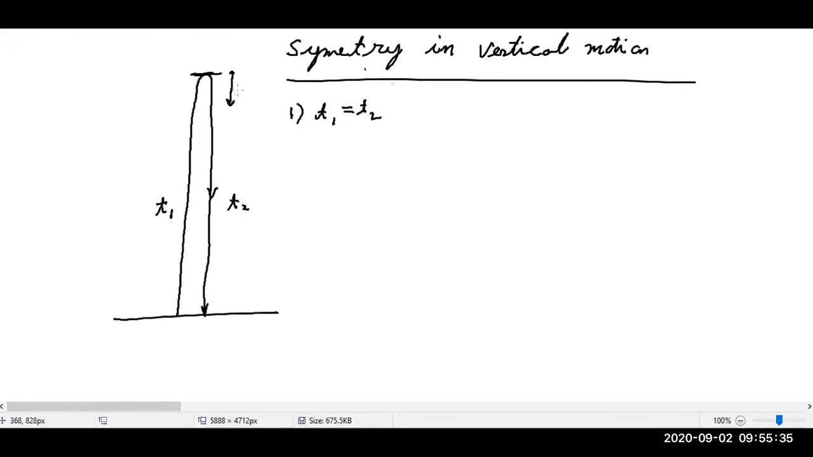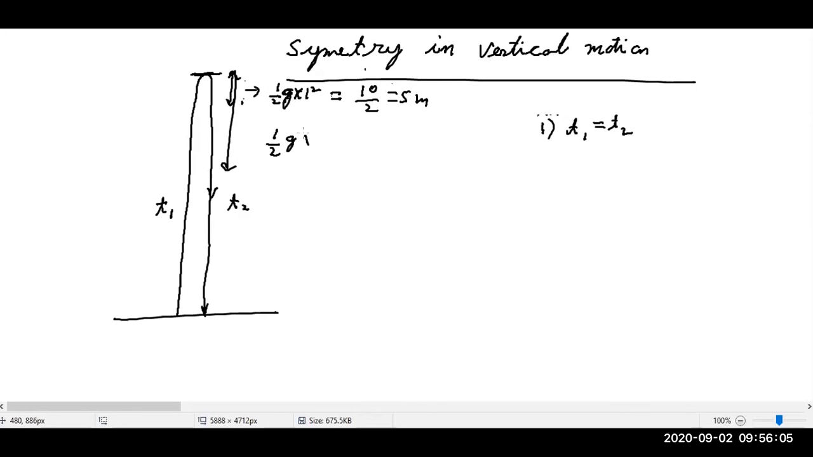Then from the highest point, how much will it fall in 1 second? In 1 second it is going to fall half g into 1 square, so that will be 10 by 2, which is 5 meters. In 2 seconds it will fall half g into 2 square, that will be 20 meters. So that we have seen in the last class only.